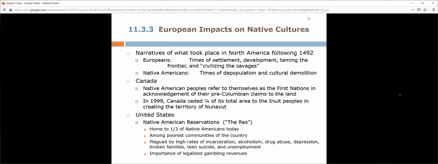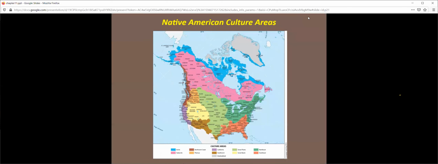Sad as always. Native American peoples tend to, in Canada, refer to themselves as First Nation peoples, an acknowledgement of their pre-Columbian claims to the land. And Canada has done a lot better job of working with its First Nations people to come to some sort of equitable agreement. Canada ceded a quarter of its total area to the Inuit people in 1999 to create their own territory. Granted, that's the Inuit people, which are Arctic. You can see up here, Inuit, Inuit, Inuit, Inuit up here.